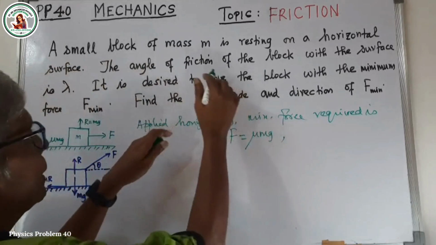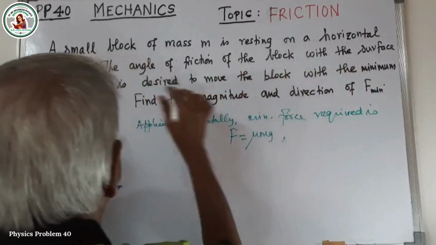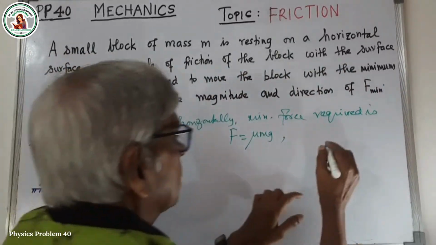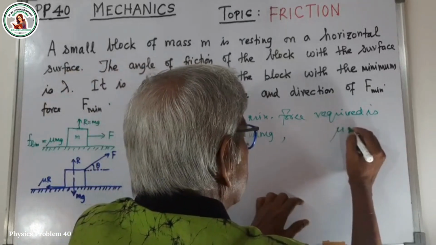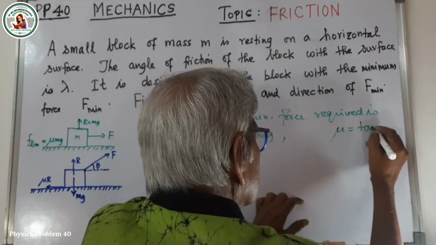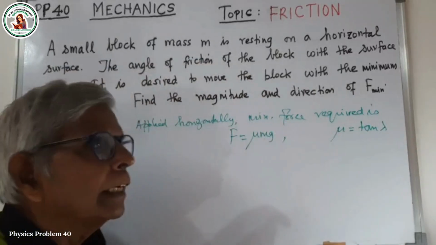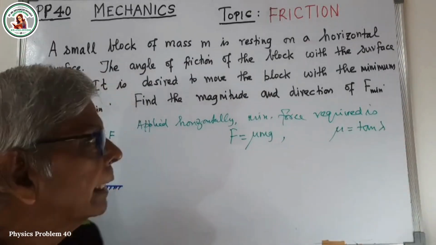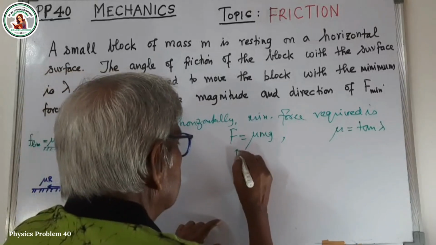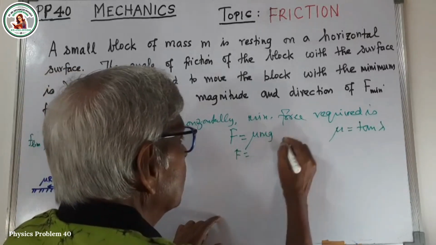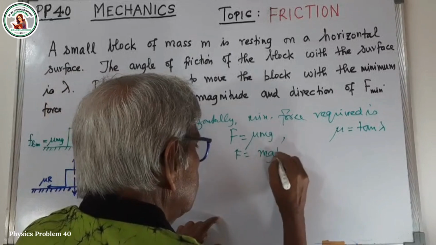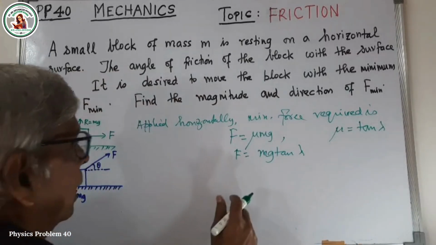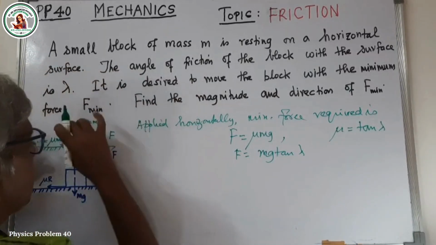What is given here is not mu, it is the angle of friction. As far as this problem is concerned, if you understand the meaning as mu equal to tan lambda, that is enough. The actual description of lambda I'm not doing now, but mu is equal to tan lambda, which implies F is equal to mg tan lambda. So if that force is applied horizontally, you can move it.